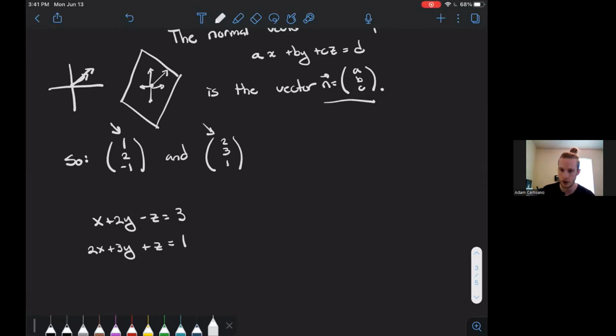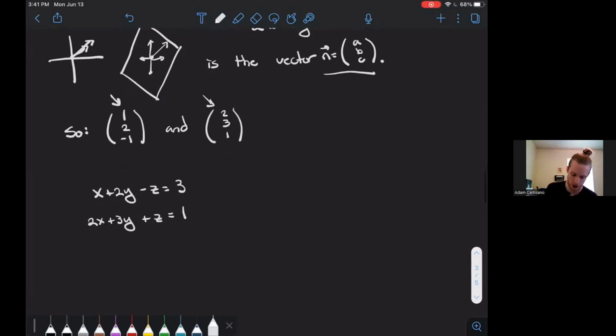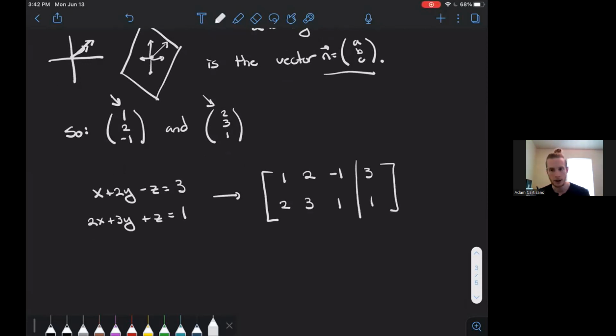Now we're going to use Gauss-Jordan elimination to solve this. First we have to convert this into an augmented matrix: 1, 2, minus 1, 3, 2, 3, 1, 1. And then we have to row reduce. Notice there's already a 1 in the top left corner, so we're going to use that as our leading one and pivot around it, which means we should subtract 2 copies of row 1 from row 2. So in other words, row 2 minus 2 row 1.